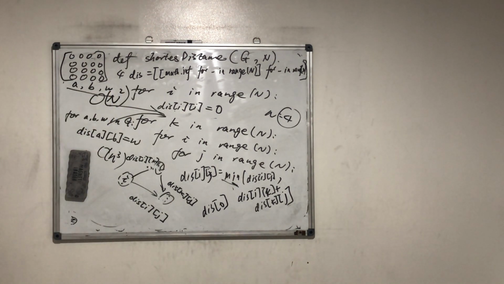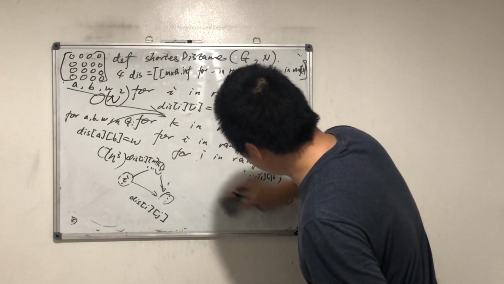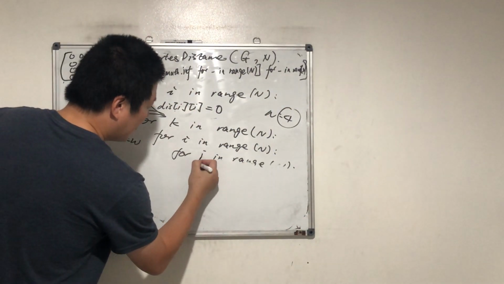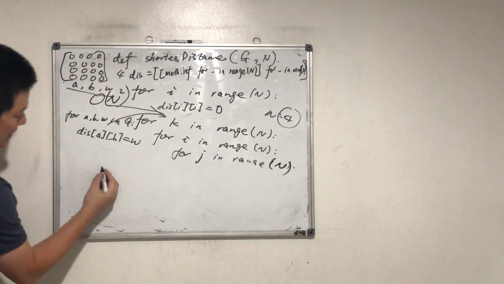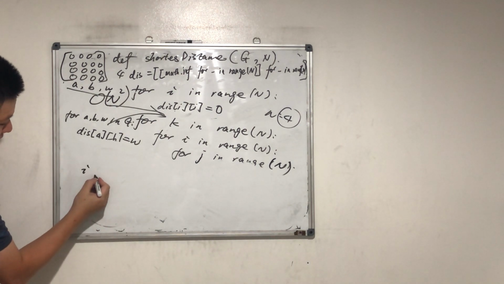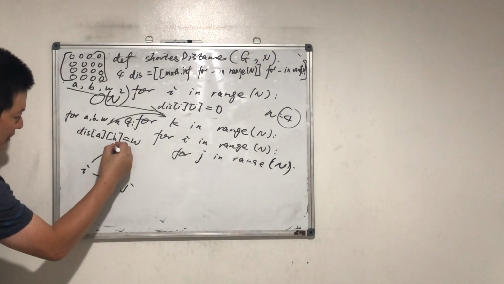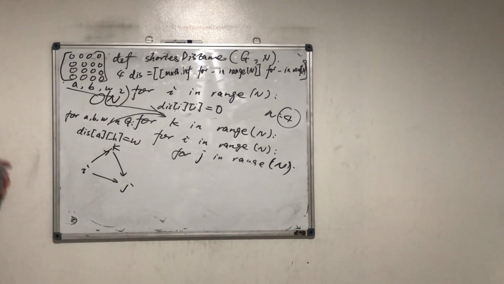Got it? Okay, I'm going to erase this bit, and I'm going to do this. N. Yeah, this is all. So this is I to J. We want to update I to J, but now there's a K. If there's a path, I to K, K to J.